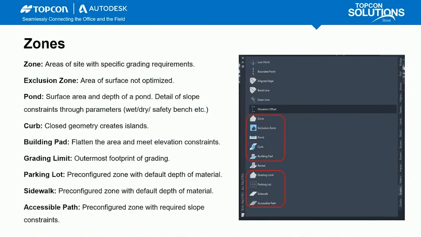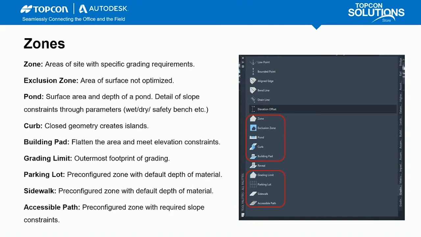Zones. So zones are areas of site with specific grading requirements. So max slope and min drain slope. Exclusion zone, basically just an area that you don't want to have optimized. Ponds, and that's just a surface area, range of ponds, detailed slope constraints through parameters. So there's different things you can set for ponds. So you want a wet pond, dry pond.